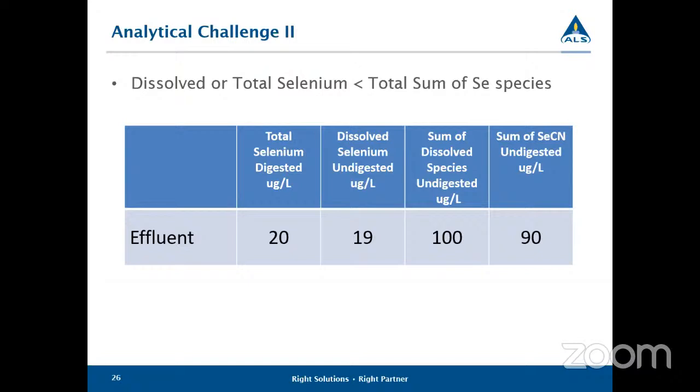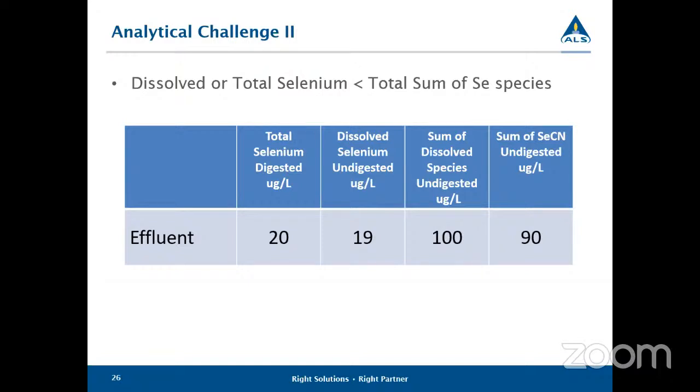And the most prominent species present was selenocyanate. Now, the issue with selenocyanate is that if it's acidic, it decomposes to elemental selenium. And in this case, this is what is happening with these samples. The client's total selenium and dissolved selenium results were not balancing out with their process. They felt that we were missing selenium. So we did the selenium speciation analysis.